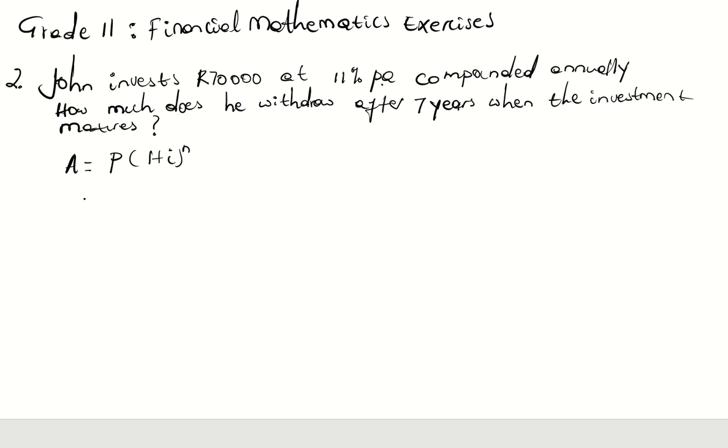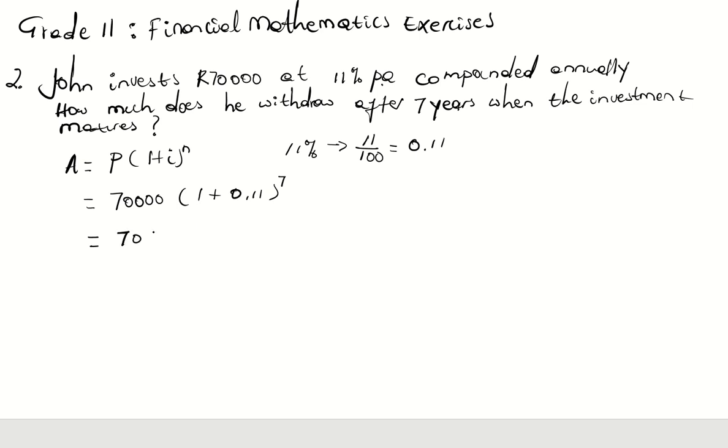So the P is 70,000. That's our 70,000 Rand, and we have 1 plus. Remember, with the 11%, we have to take it to decimal, okay? 11% is 11 out of 100. When you take it to decimal, you get 0.11. So we have 0.11 there. And what is our period? 7 years, okay? The rest is calculator work.